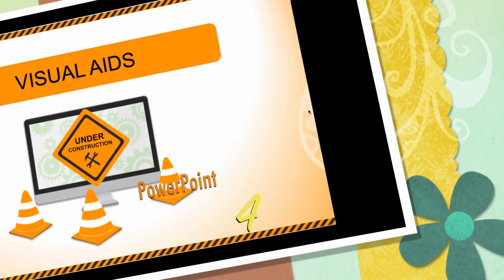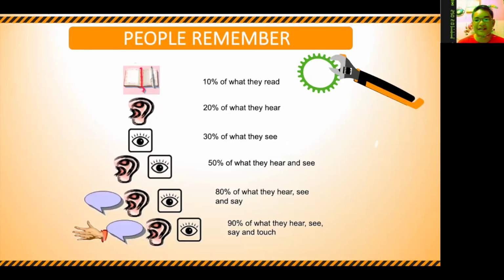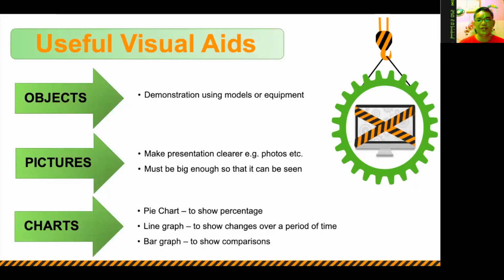Wow, visual aids. Nampak PowerPoint ni? Cantik kan? Ini awak pernah tengok sebelum ni. People remember 10% of what they read, 20% of what they hear, 30% of what they see, 50% of what they hear and see, 80% of what they hear, see and say, and 90% of what they hear, see, say and touch. Visual aids are important in the delivery of a speech. Tengok ni kenapa kita guna visual aid yang cantik macam ni, supaya dapat tarik perhatian orang.